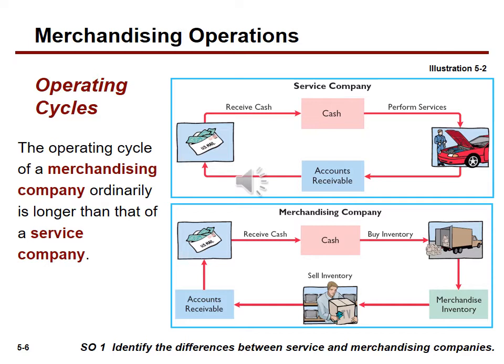Whereas for the merchandising company, they first begin with buying the inventory, of course, the inventories being the products that they buy and sell. They merchandise the inventory and then sell them to their customers, whether their customer is a retailer or another smaller business. Then they recognize that revenue through the use of accounts receivable on their records, and after that they collect the cash, and that would be a completed operating cycle. So the operating cycle of a merchandising company ordinarily is longer than that of a service company.